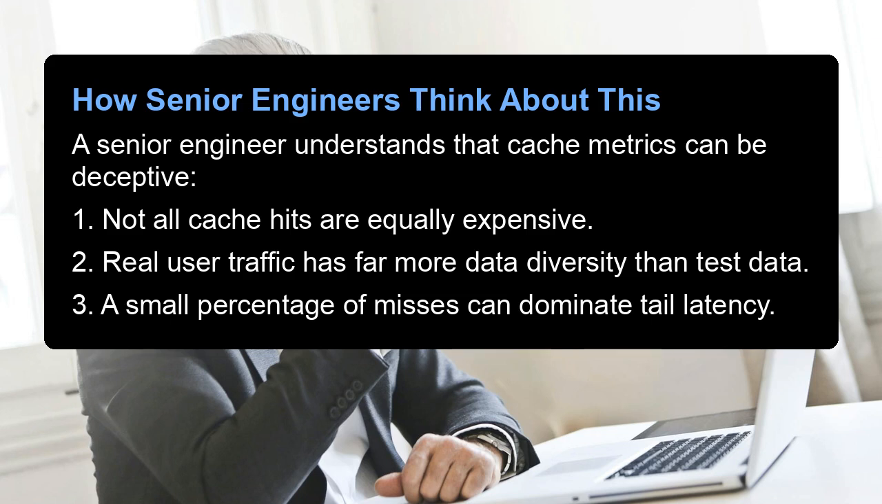How senior engineers think about this. A senior engineer understands that cache metrics can be deceptive. 1. Not all cache hits are equally expensive. 2. Real user traffic has far more data diversity than test data. 3. A small percentage of misses can dominate tail latency.